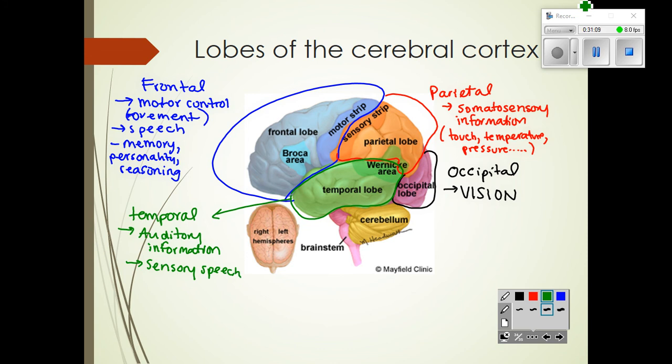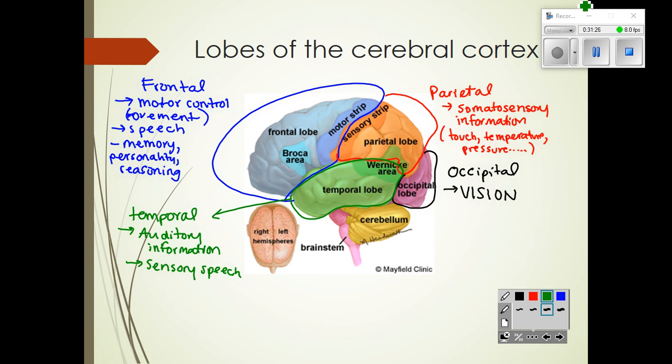So notice the difference. This isn't the area that controls you being able to say words. This is the area that's involved with you understanding and detecting words that you are hearing. So your frontal lobe lets you make sounds. Your temporal lobe lets you understand sounds.